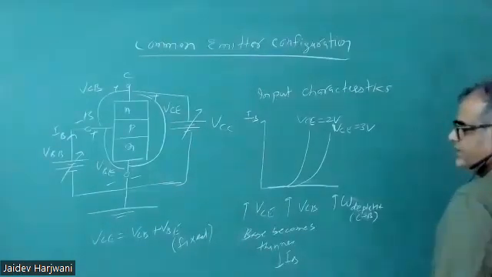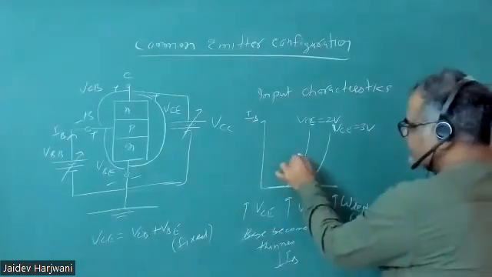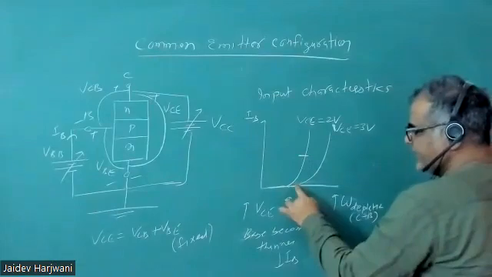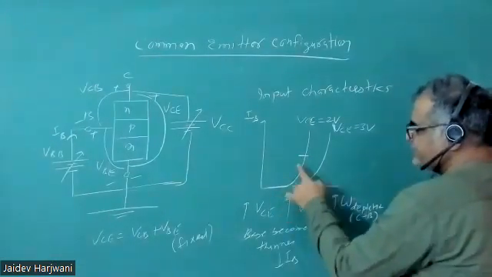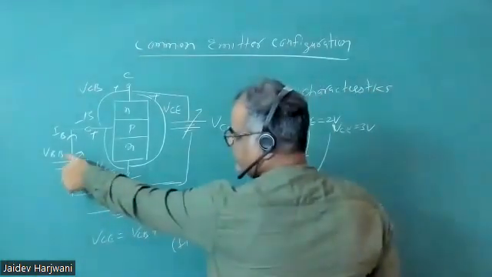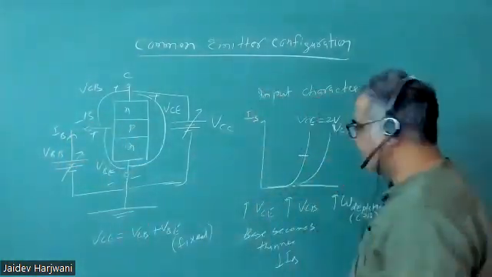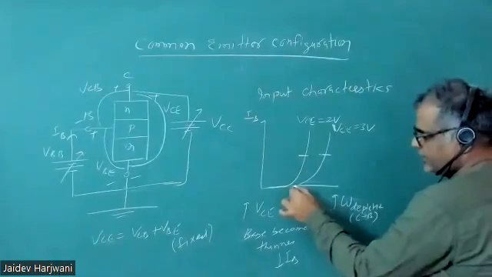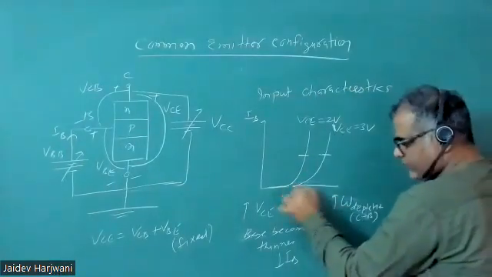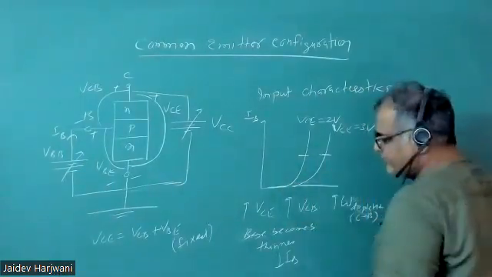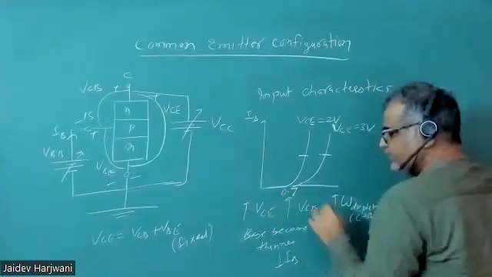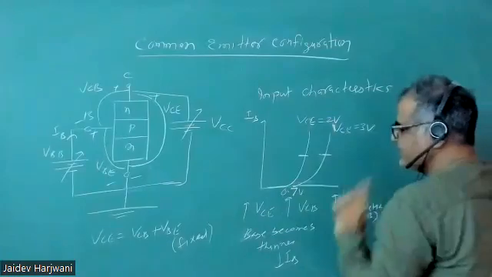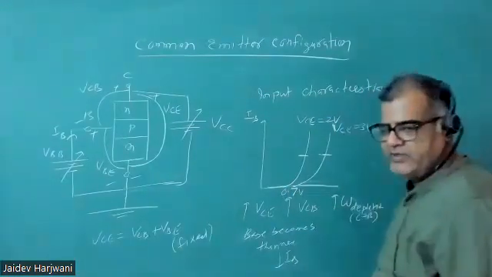Okay, now if I want to get the same IB which I was getting here, whatever IB I'm getting here, I need to increase my VBE a little bit. So if I get the same current, my VBE will change slightly. It's almost 0.7, but it changes very slightly, in millivolts. So I call this voltage 0.7 volts. Whatever the VCE is, there will be a slight change in VBE, but your VBE will be fixed.